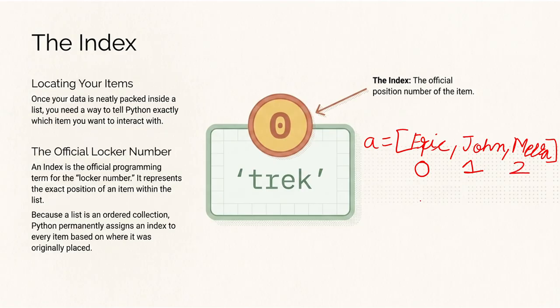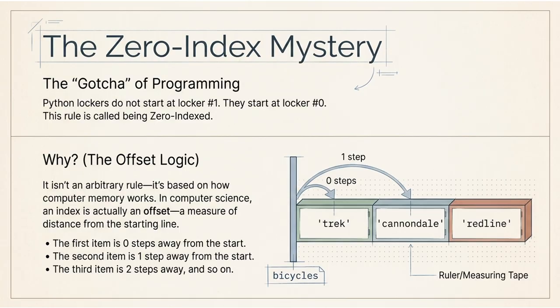In order to locate Mira, you will simply type A[2]. That will point to the second position where Mira is stored. I hope now it's clear. Now let's move on to the next slide. Here they are mentioning the same thing, the zero index mastery, the gotcha of programming. They are mentioning that Python lockers do not start at locker 1, they start at locker 0.